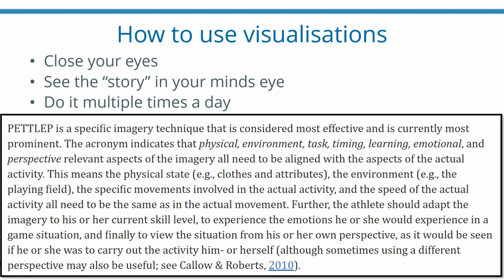Further, the athlete should adapt the imagery to his or her current skill level to experience the emotions he or she would experience in a game situation. And finally, to view the situation from his or her own perspective as it would have been seen if he or she was to carry out the activity him or herself, although sometimes using a different perspective may be useful. Now, this means that you need to include some very specific aspects into your imagery.